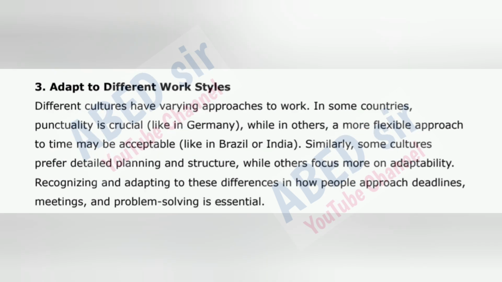3. Adapt to different work styles. Different cultures have varying approaches to work. In some countries, punctuality is crucial, like in Germany, while in others, a more flexible approach to time may be acceptable, like in Brazil or India. Similarly, some cultures prefer detailed planning and structure, while others focus more on adaptability. Recognizing and adapting to these differences in how people approach deadlines, meetings, and problem-solving is essential.